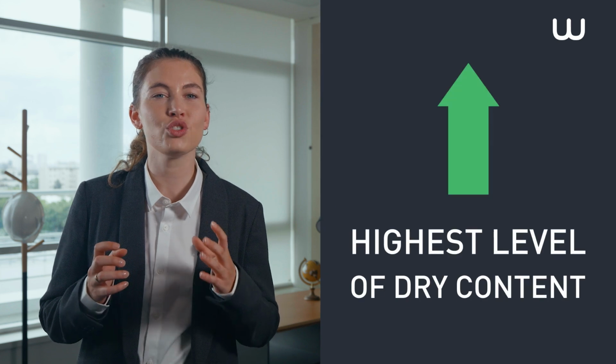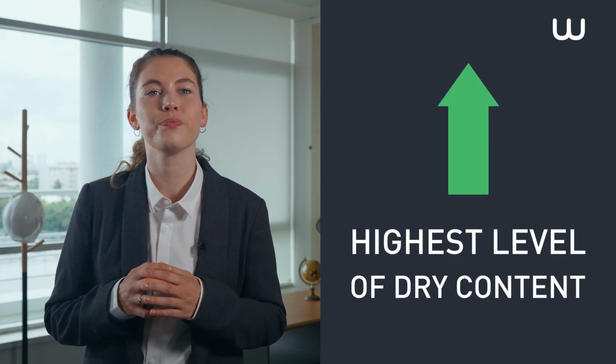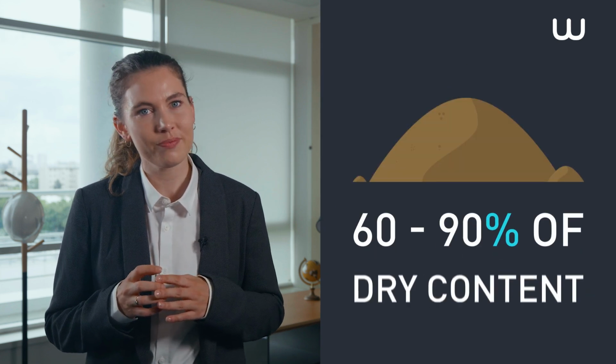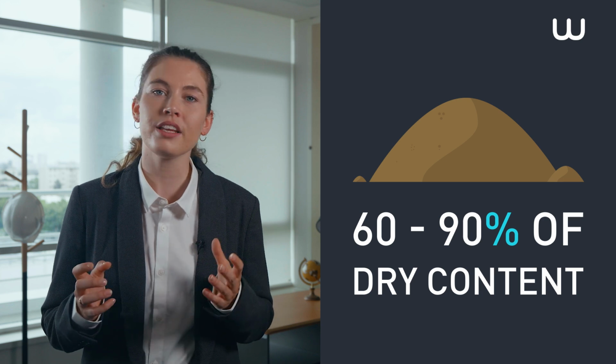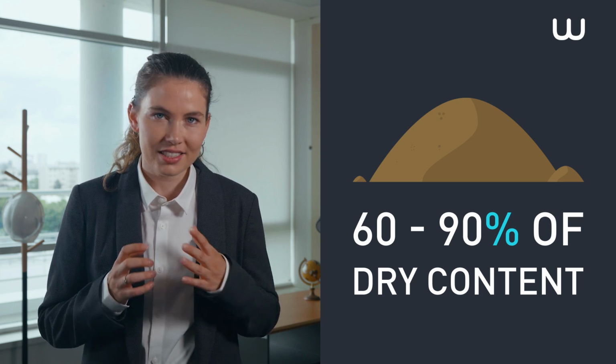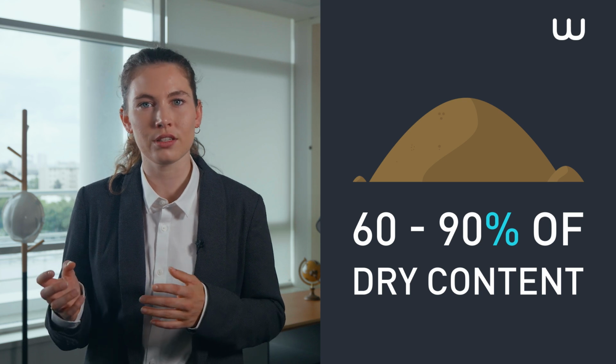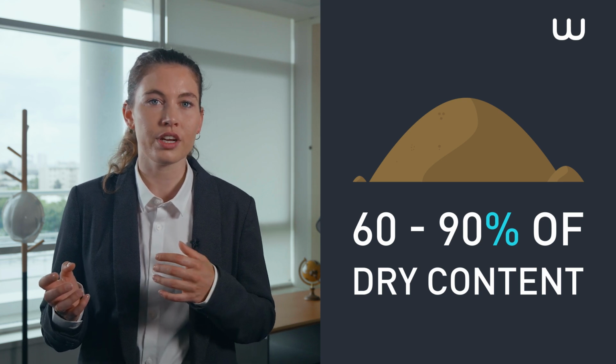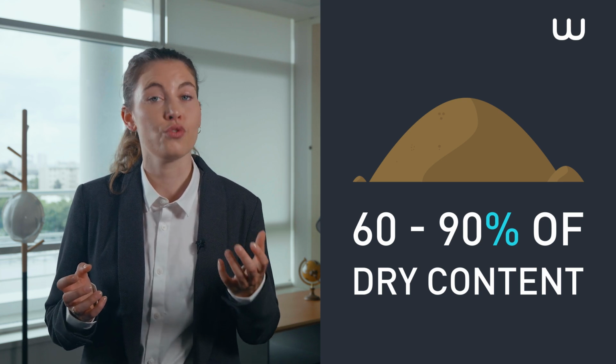Drying is the last stage in a sludge treatment process. This stage enables the highest level of dry content to be achieved. It varies between 60 and 90%, depending on the process used and the sludge's composition. Sludge changes from a semi-solid state following dewatering to a solid, even dry state.